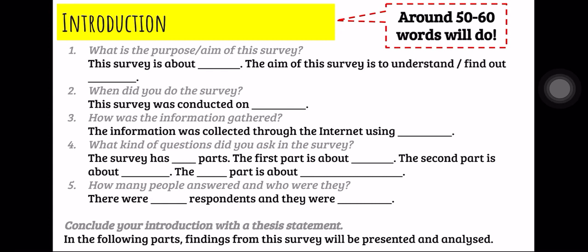And at the end, you conclude your introduction with a thesis statement. So basically, a thesis statement is a sentence to summarize the whole survey report, the main idea. You can write like this: in the following parts, findings from this survey will be presented and analyzed. So you conclude your introduction with a very clear sentence. And for the introduction, you don't really need to write a lot of words. Around 50 to 60 words will do. Make sure it's short, clear, precise, and explain the purpose of your survey.